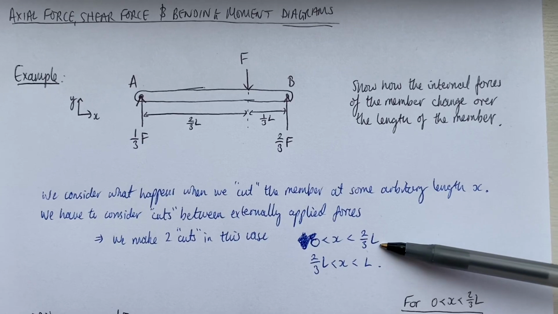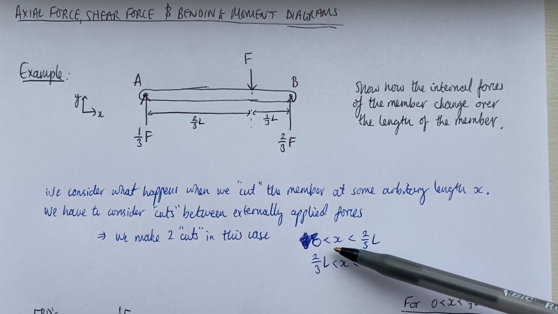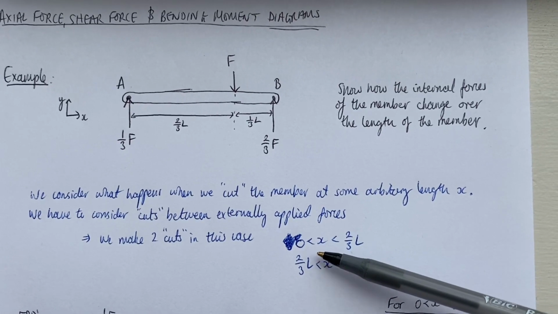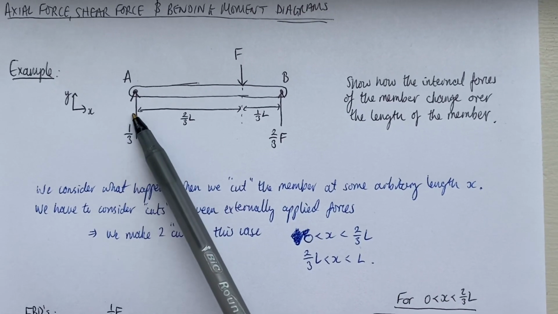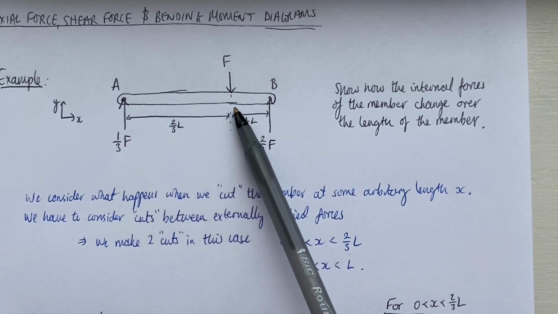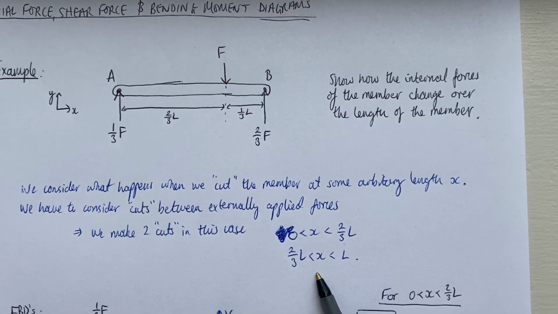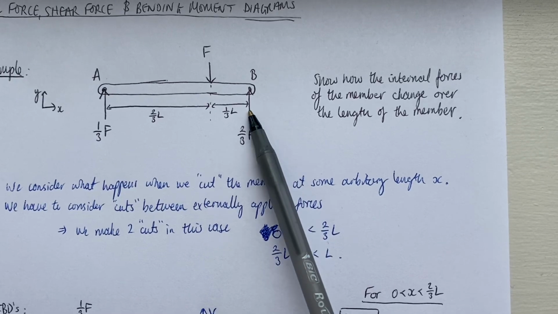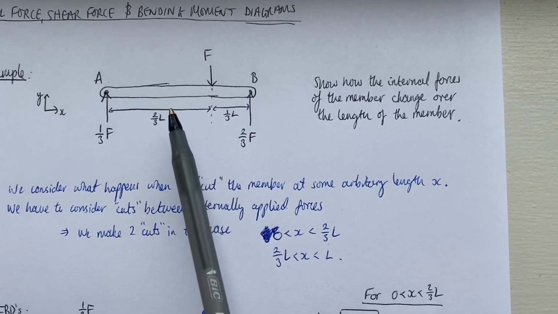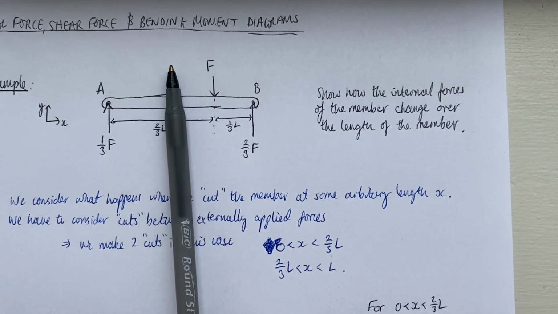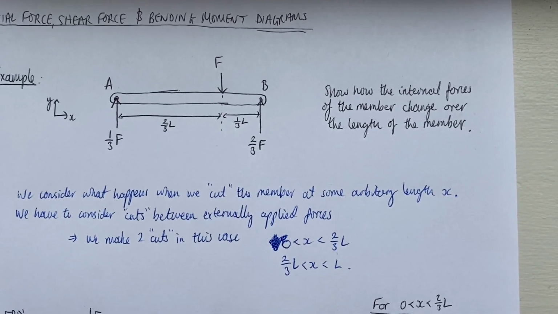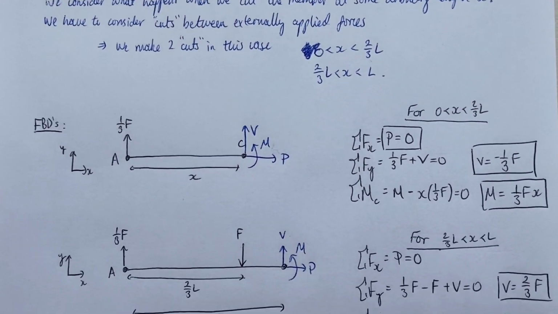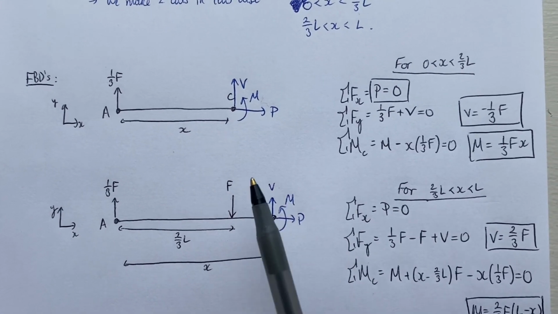And that's what I've described here. I'm going to make one cut at a distance X, somewhere between 0 and 2/3 L, and then I'm going to make a second cut between 2/3 L and L. So basically a cut this side of F and a cut this side of F.